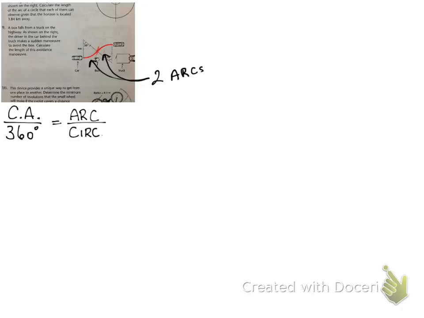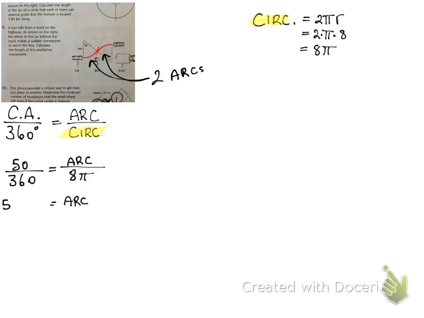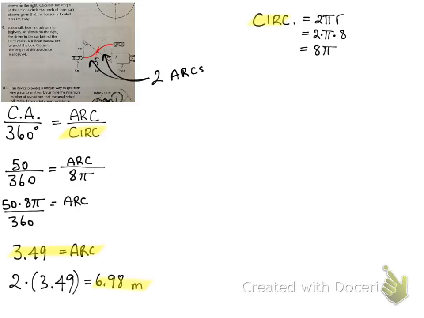Well, it turns out that I know the formula for circumference of a circle. It's 2 times the radius times pi. And the radius, according to the picture, is 4 meters. So let's just plug that into our formula, and we get that the circumference of the circle is 8 pi. We plug that into the formula, and we get 50 over 360, 50 being the central angle, equals arc length over 8 pi.